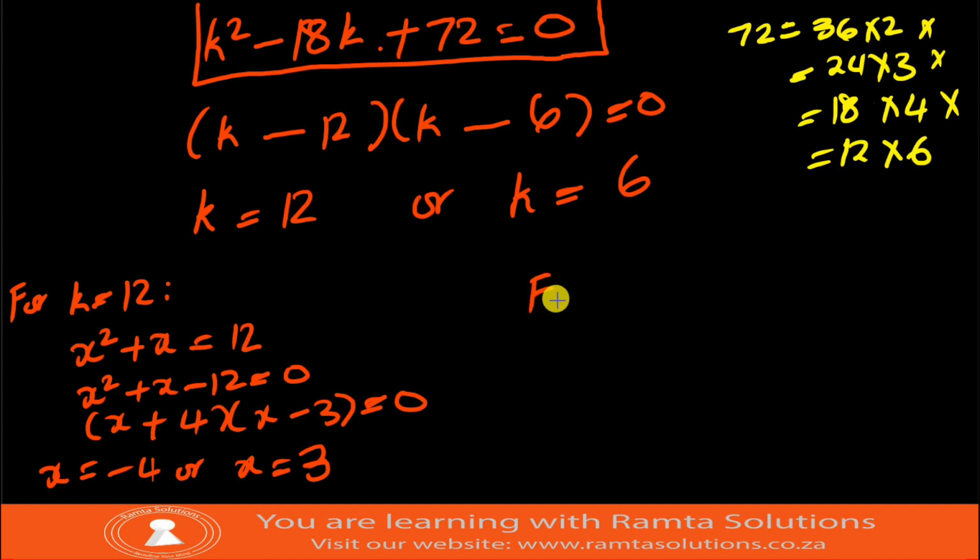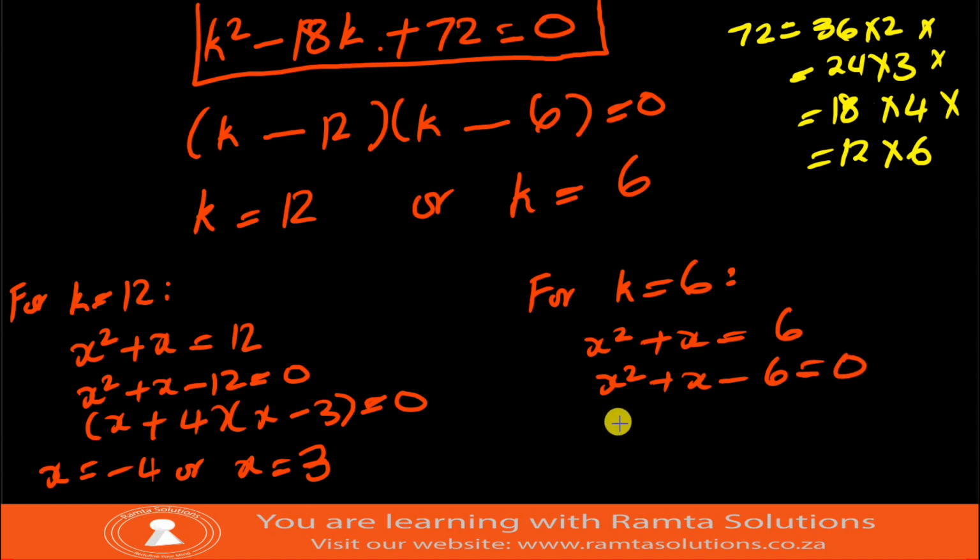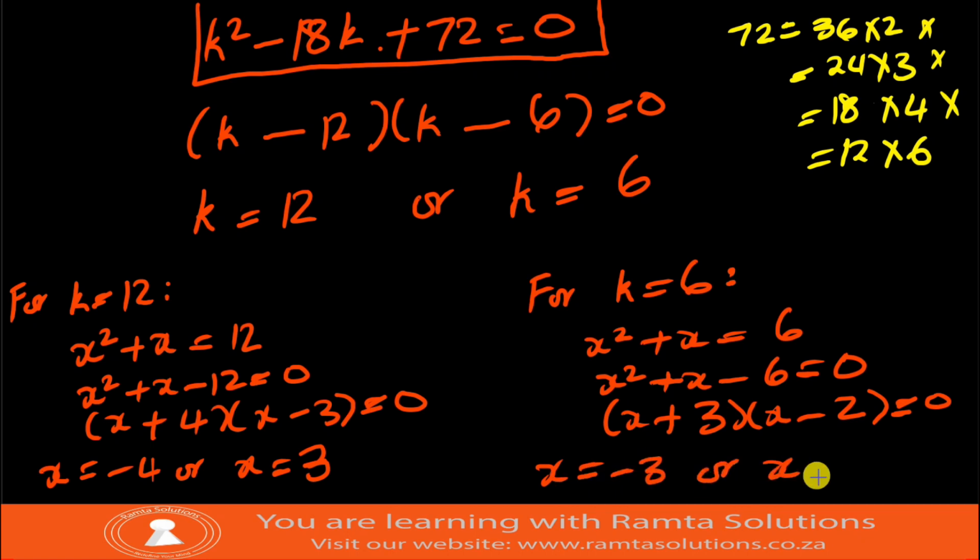Now, for when k equals 6, what do we have? Remember we said x squared plus x was k, and here the value that we're using is 6. So we have x squared plus x minus 6 equals 0. Now this is x minus, leave a space. Factors of 6 are 3 and 2. The bigger factor takes the sign of b, so this is it. Therefore, we have x equals negative 3 or x equals, let's see, x equals what?